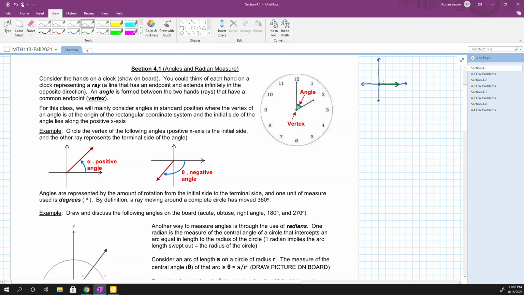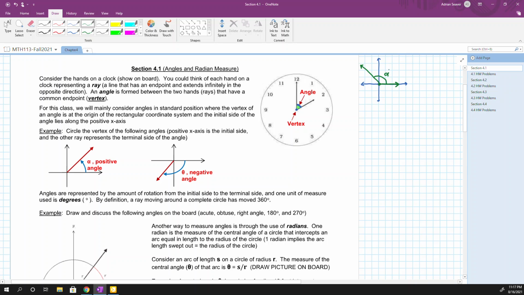So any angle that I draw, I'm going to go from this 0, 0 origin in this initial side, and I'm just going to sweep out an angle, say right here, for example. That's some angle, and my terminal side, for example, would be right there. So that angle, we'll say alpha, is an angle that is in standard position.